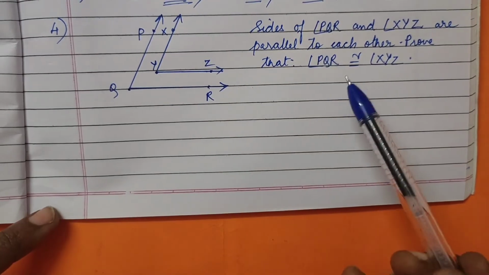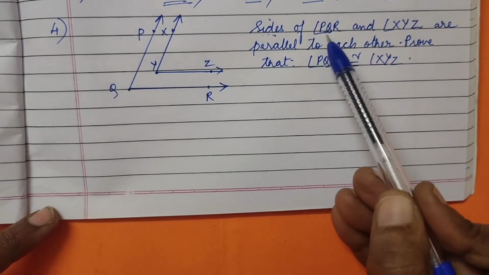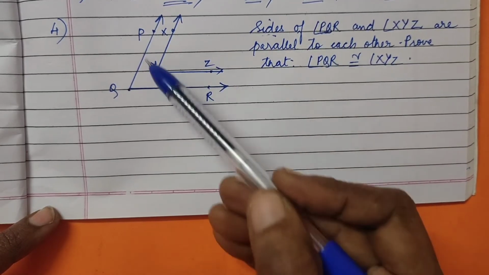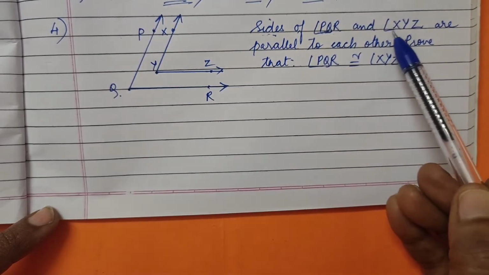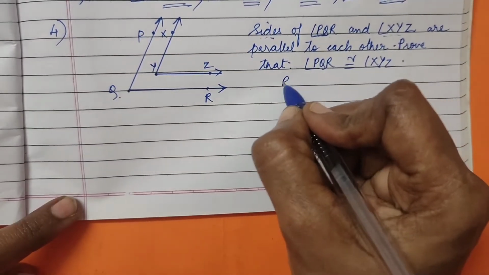What you have to understand is that they have said sides. You see, the first two sides of PQR: side PQ is parallel to side XY. We have to consider that PQ is what?